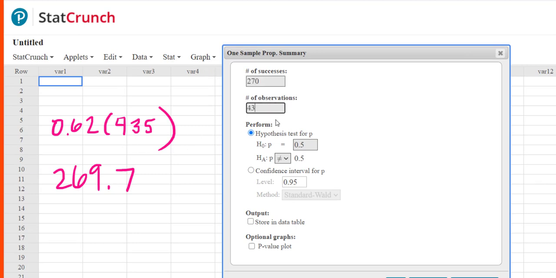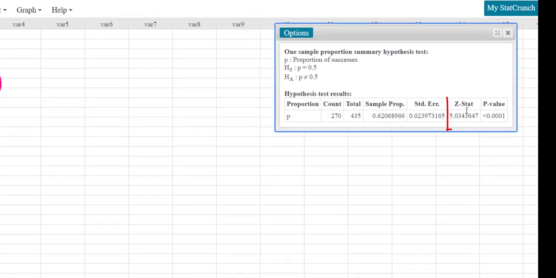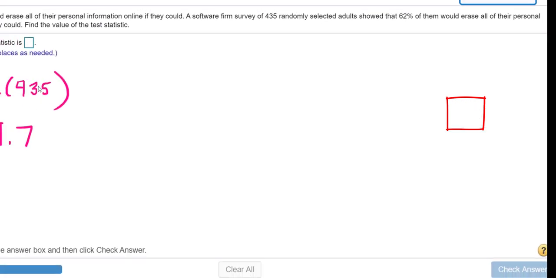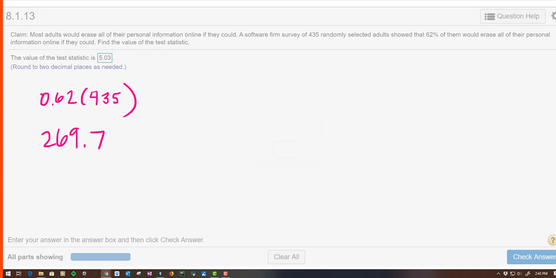Number of observations is this 435, and I simply hit compute, and I get my z-stat of 5.03, and I'm done.